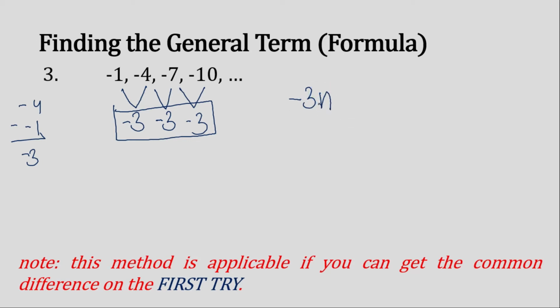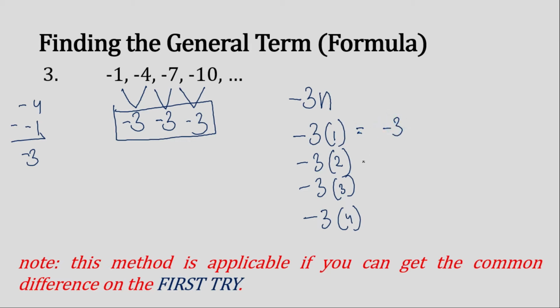Now let's see if we use this formula, if we could get the following numbers. So that's -3 multiplied to 1, -3 multiplied to 2, -3 multiplied to 3, and -3 multiplied to 4. So this will be the first four terms. -3 multiplied to 1 is -3. The -3 multiplied to 2 is -6. -3 multiplied to 3 is -9. And -3 multiplied to 4 is -12. As you can see again, -3, -6, -9, -12 is not the same as the given sequence.